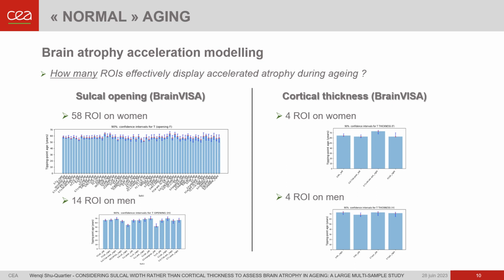However, for the cortical thickness measured by BrainVISA, there are only 4 sulci showing acceleration in both men and women, and they are not exactly the same. This suggests that cortical thickness measured by BrainVISA is not able to detect acceleration in atrophy, whether because the feature itself is not sensitive to the process, or because the data is too noisy. Furthermore, for these sulci, the age of acceleration is much later compared to the corresponding sulcal width, suggesting that sulcal width captures neurodegeneration at an earlier stage.